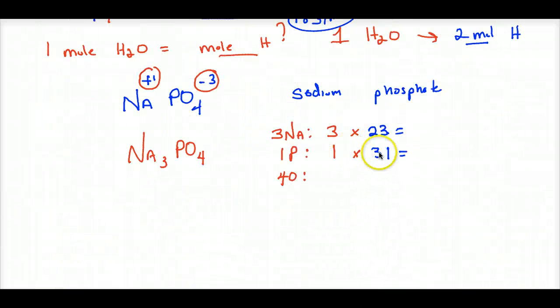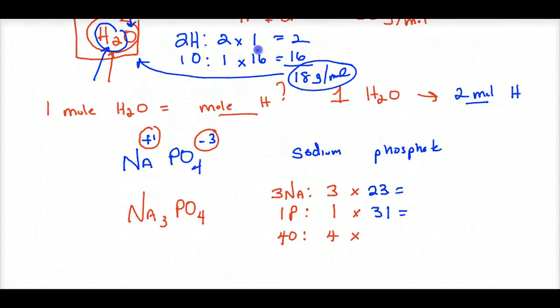There it is. 1 times 31, 3 times 23, and now we have 4 oxygens. So 4 times whatever the atomic mass of oxygen. But if we remember, we looked up oxygen already. It was 15.99. We rounded to 16. And now we're just going to multiply these together. 3 times 23 is 69.